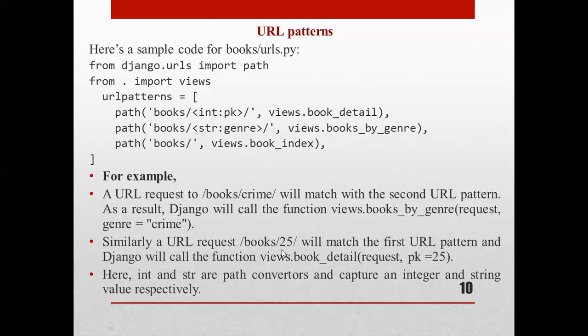Books/25 means we are passing the argument in the URL as an integer, so it will match the first URL, and Django will call the function views.book_detail(request, pk=25). Here int and str are the path converters, and they capture an integer and a string value respectively.